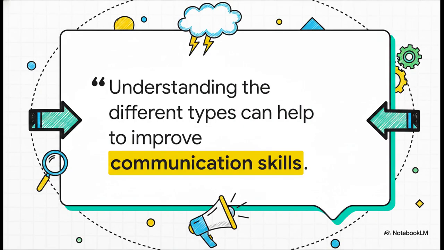The source material for today's explainer summarizes this beautifully. It says, understanding the different types of adjectives and adverbs and their uses can help to improve communication skills and make writing and speaking more effective and precise. That is the core thesis right there, folks. It's all about empowerment through precision.